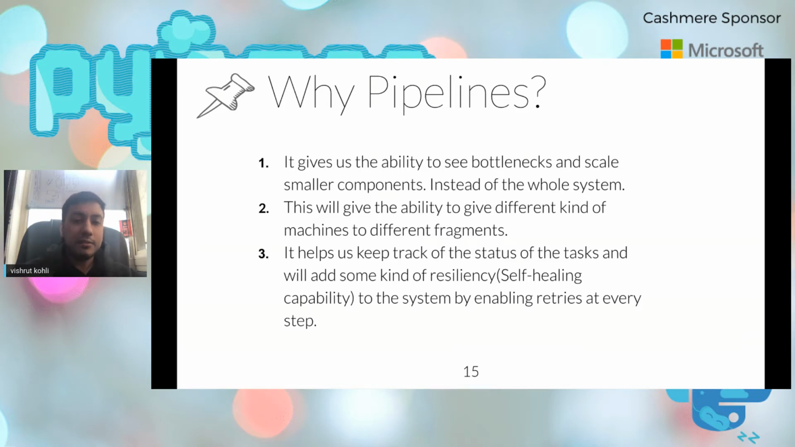Second, this gives the ability to give different kinds of machines to different tasks. So as per our example, we can see the packing worker needs a packaging station, but a delivery worker needs a delivery bike.